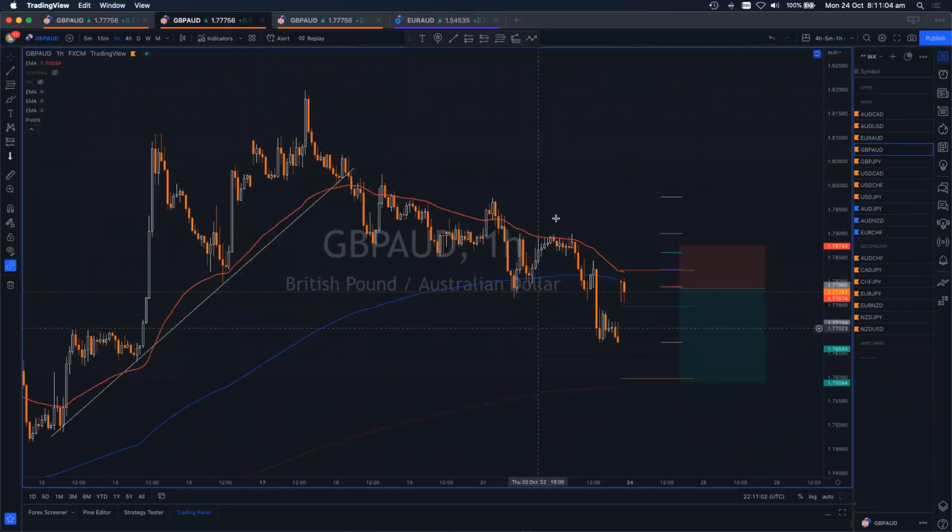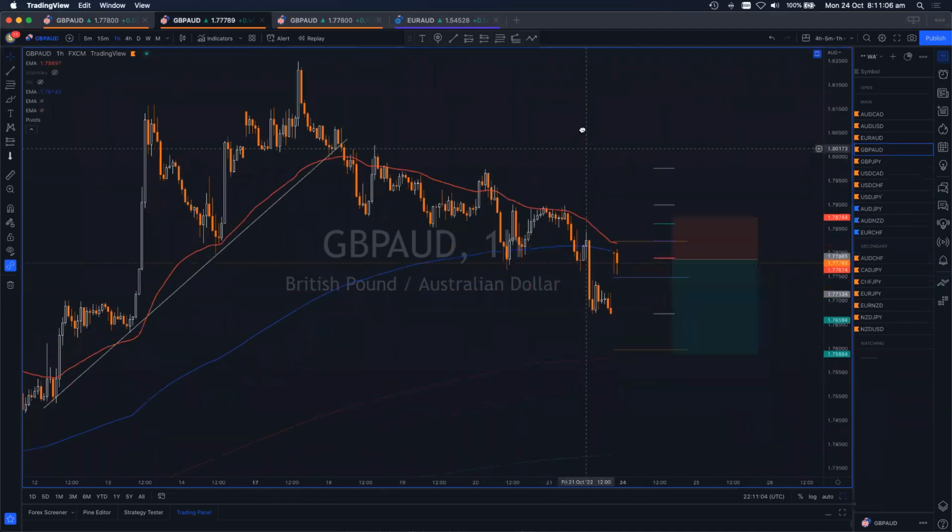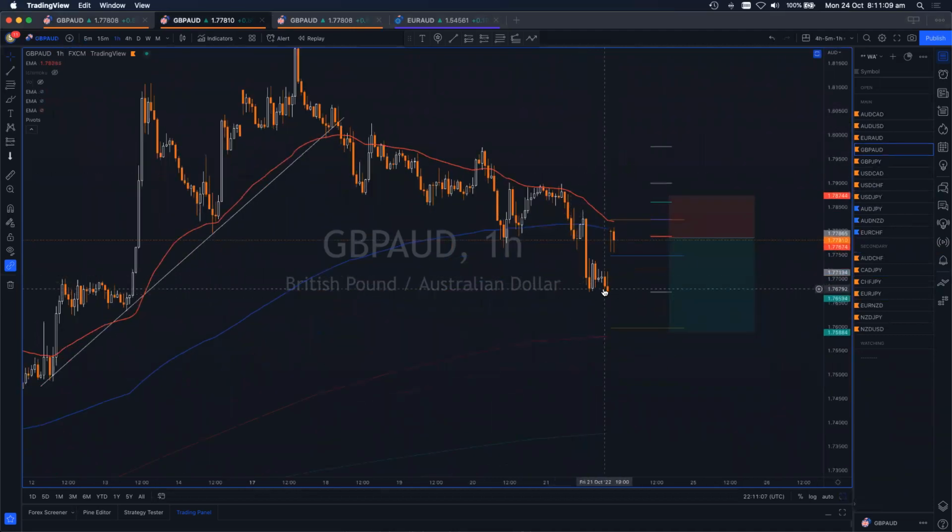Got a gapping up here, which is not another Aussie pair, so this must be a pound thing. Pound gaining some strength over the weekend. So we've had this uptrend, trend line, then broken, lower highs, lower lows, downtrend in play, broken the 1 hour, and now we've finally broken the 4 hour, this blue line.